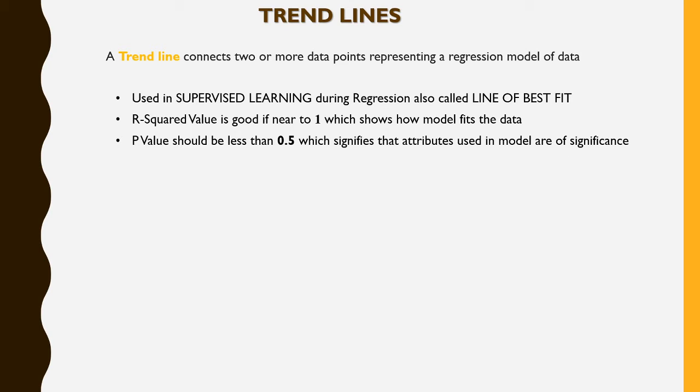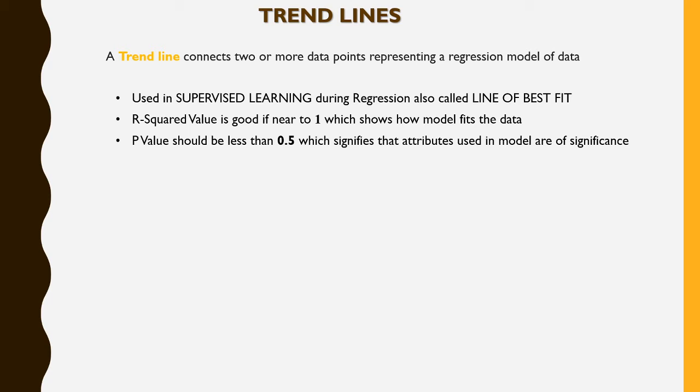If it is near to 1, what does it mean? It means that your model is fitting the data well. So if it is near to 1, it means you are doing a better type of analysis. But if its value is much less than 1, near 0.1 or 0.4, 0.5, it means your model is not suiting your data well. So you are making a wrong assumption in selecting a model.